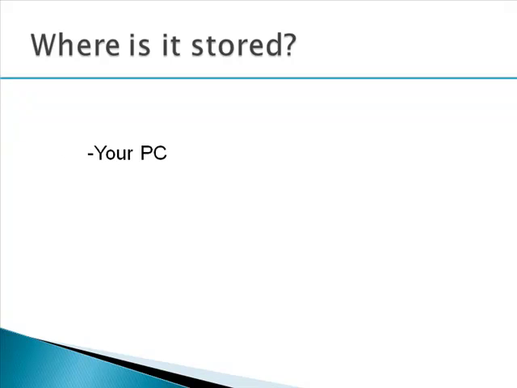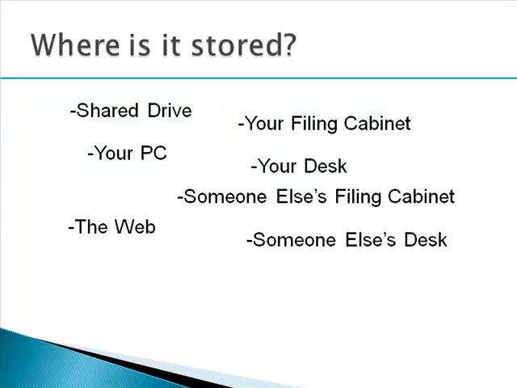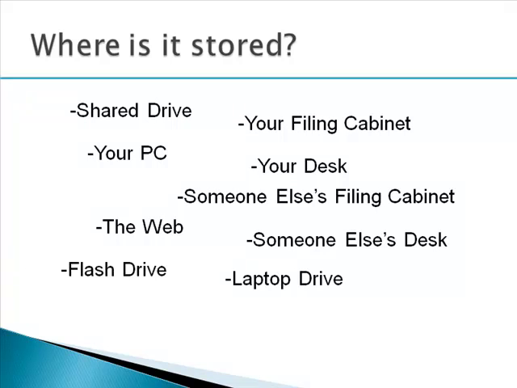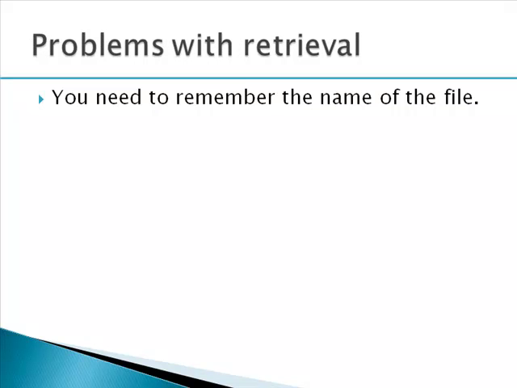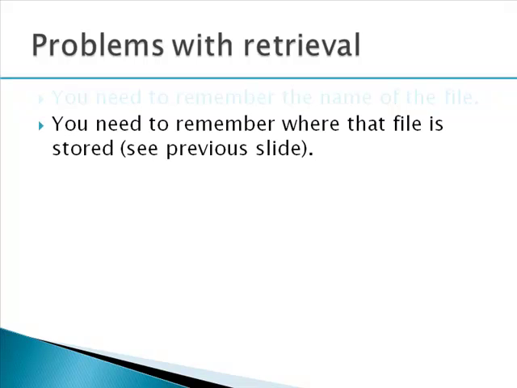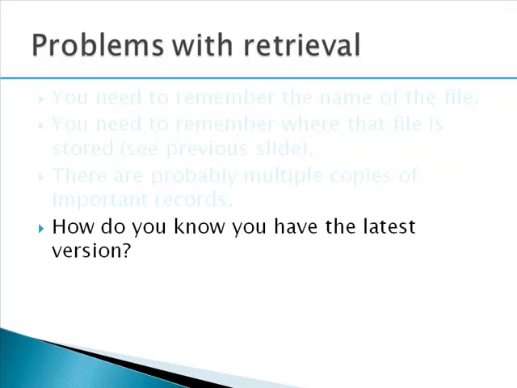Well, if you're lucky, it might be quickly available on your PC or also the shared drive, your desk, someone else's desk, your filing cabinet, someone else's filing cabinet, the web, the laptop, or one of your flash drives. What are the problems with retrieving information using this kind of system? Well, first of all, you need to remember the name of a file to find it, and you need to remember where that file is stored.